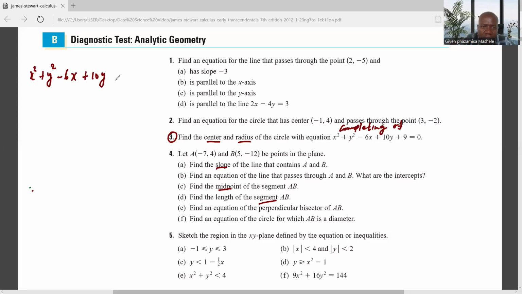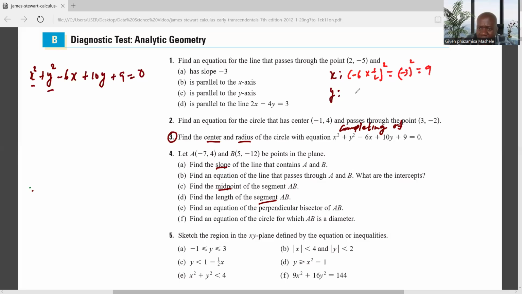When you're completing the square, the coefficient of x squared and y squared should always be 1. Then you take the coefficient of x and the coefficient of y. What is the coefficient of x here? The coefficient of x is -6. Then you multiply this by half and you square it. Half of 6 is 3, and then this gives us 9.